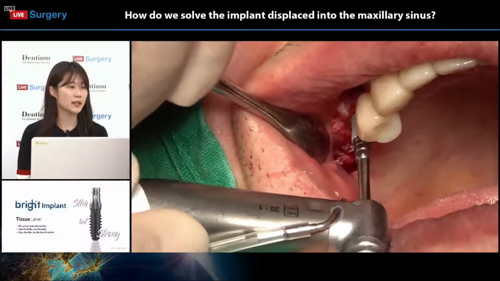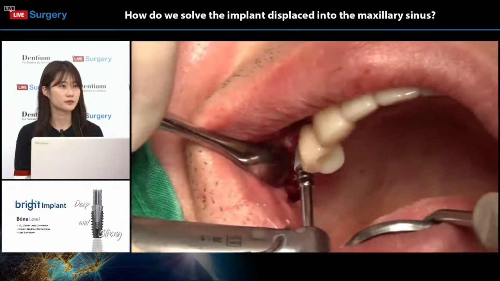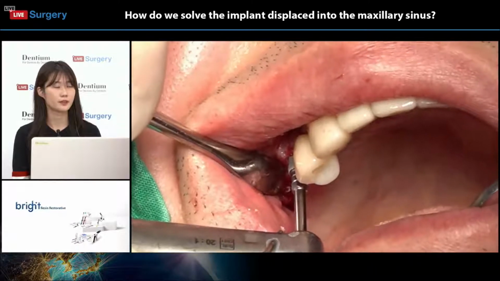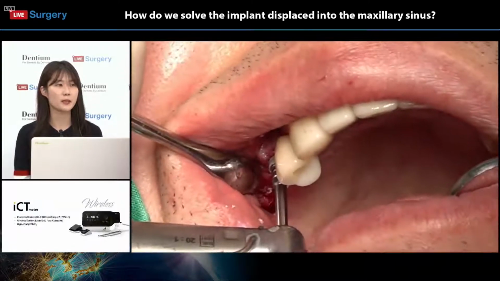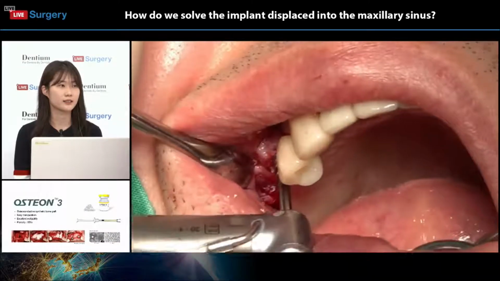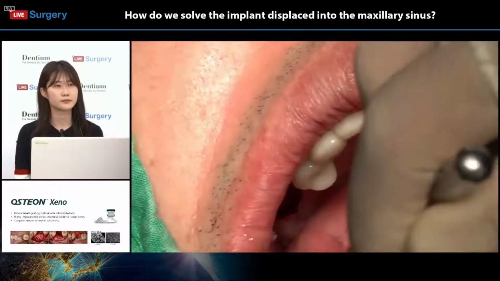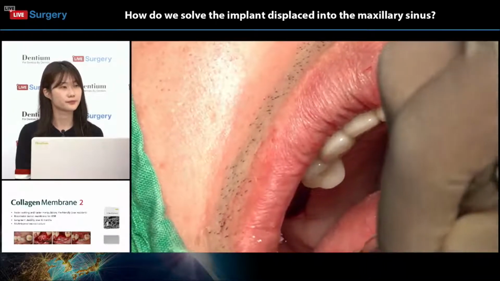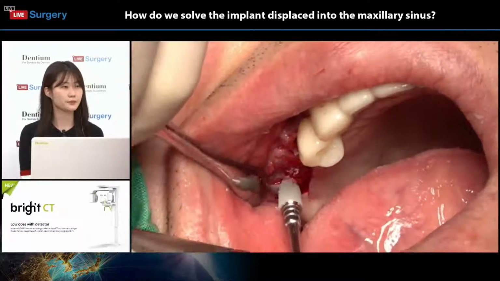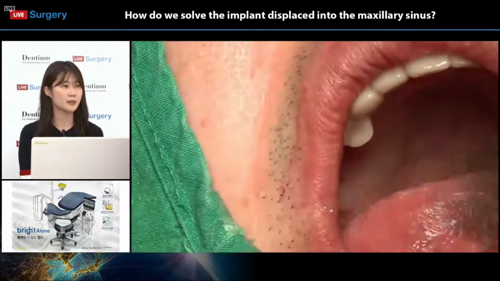Finally, the fixture is being placed for tooth number 15. The size of the fixture is 4 millimeters in diameter and 8 millimeters in length. The fixture for tooth number 16 is being placed.